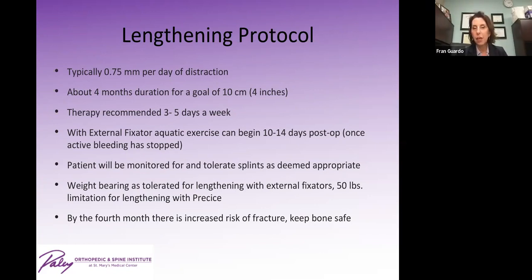By the 4th month, there's an increased risk of fracture just because you have elongated and there is more of a gap in the bone. You're still supported, but we usually decrease that a little bit. People usually don't feel like weight bearing too much through their arms at that point in time. And we don't want you doing any heavy athletics at that point in time.